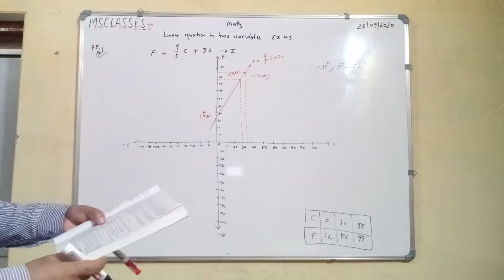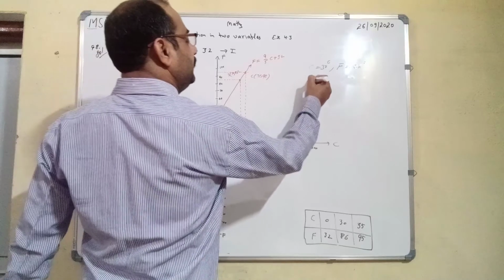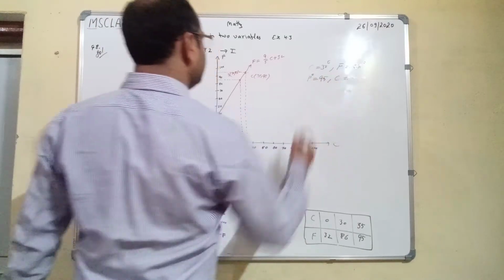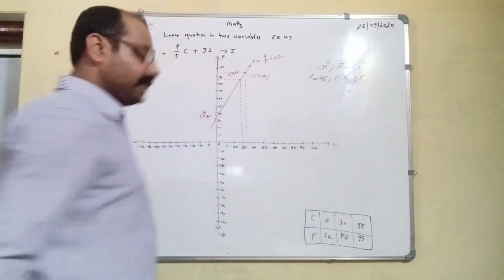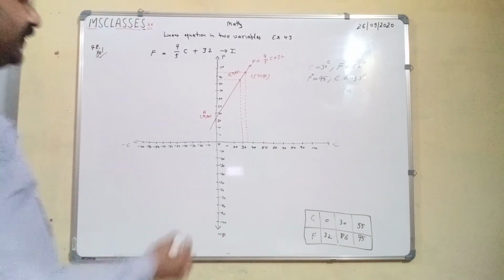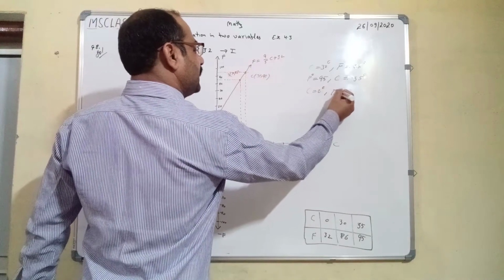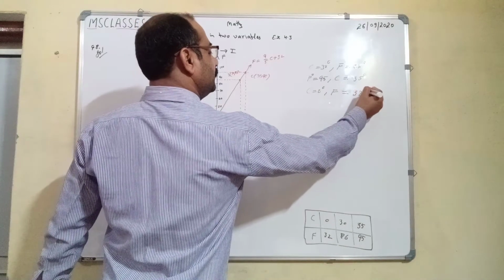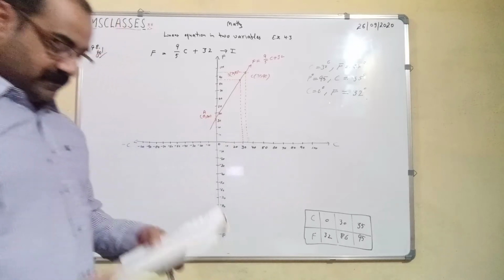And the third question is, when F is equal to 95, Fahrenheit is equal to 95, then C is equal to 35. This is your third question. Right. When the temperature is 0 degrees, when C is equal to 0, then Fahrenheit F is equal to 32.